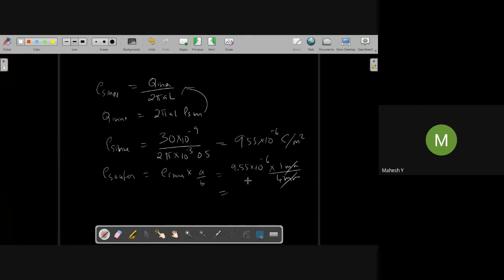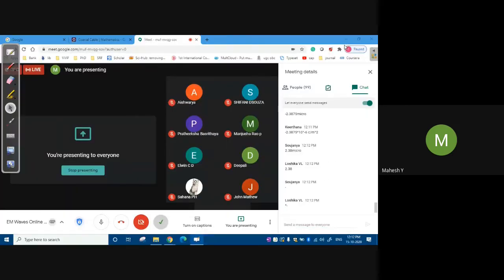How much? There is a minus sign, right? So minus 2.39 microcoulomb per meter square. Is this the same answer you got? Yes, yes, yes. Very good. Thank you.